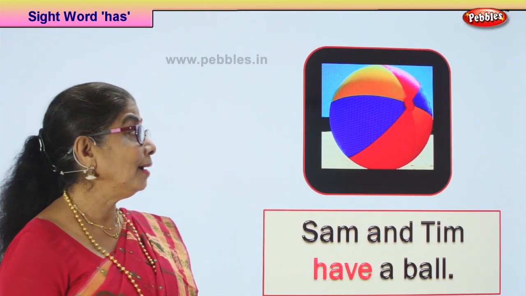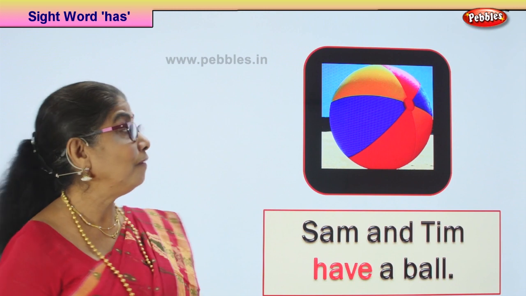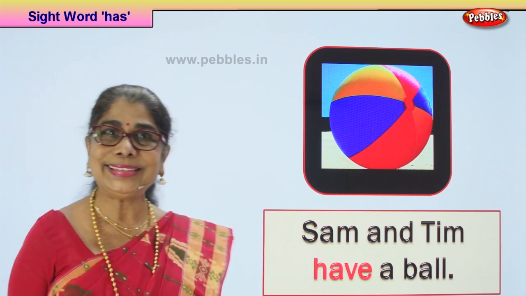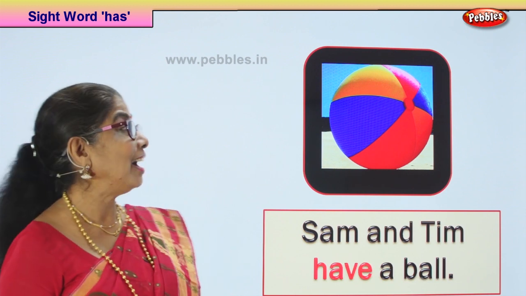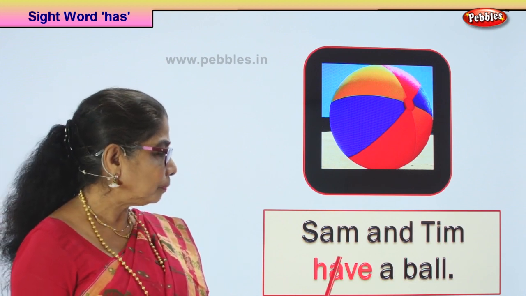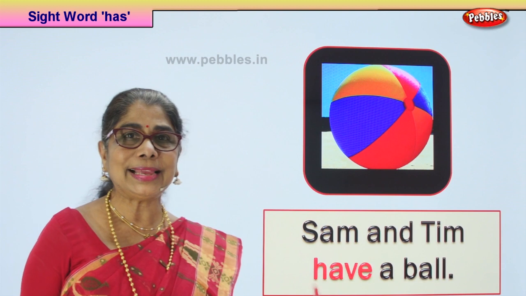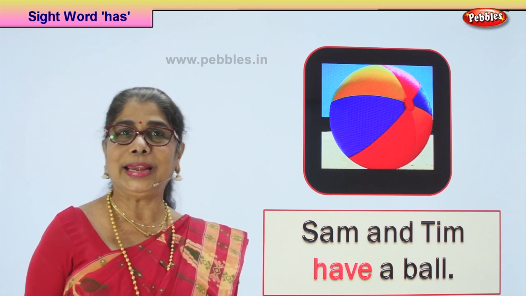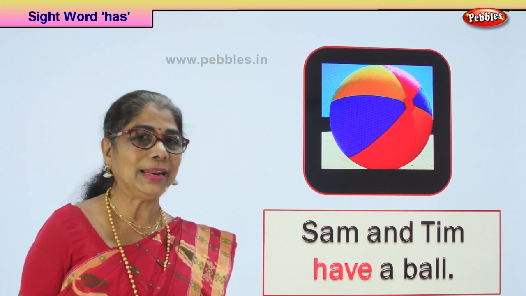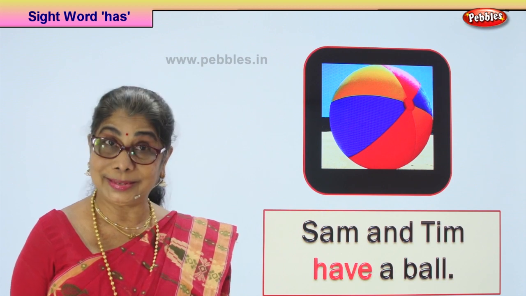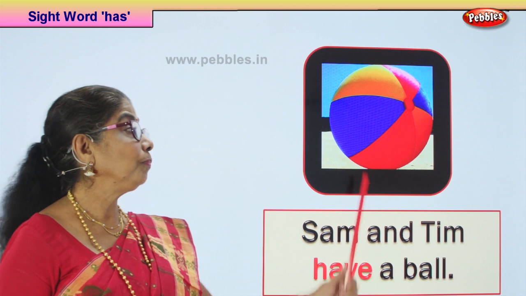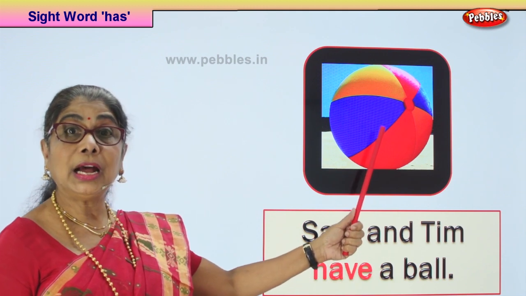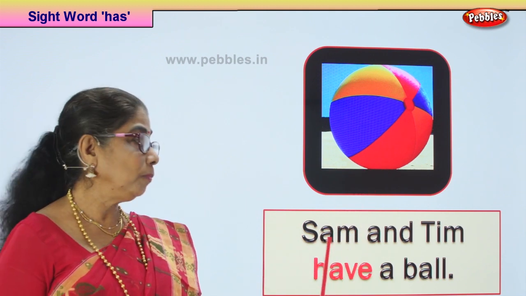And here we are. What do we have? A lovely ball. What is this? Let's find out whose ball this is. Colorful, pretty ball. We are reading a sentence. Learning to read a sentence. The capital letter, full stop, with a sight word have. Ball. What is this? A ball.